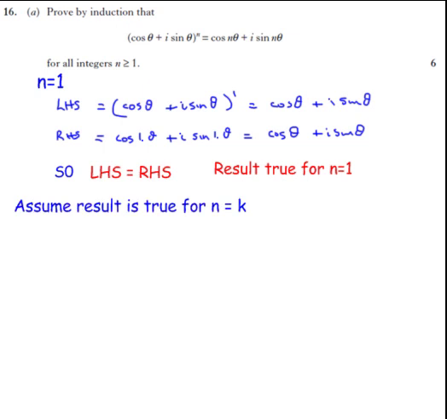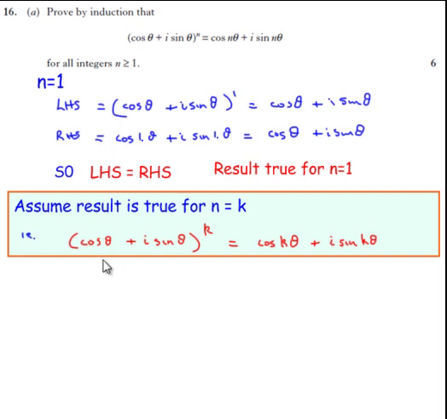We now assume the result is true for n equal to k. In other words, that (cos theta plus i sin theta) to the power of k is equal to cos k theta plus i sin k theta. We're now going to try and show that (cos theta plus i sin theta) to the k plus 1, the next value up for n, is equal to cos of (k plus 1) times theta plus i sin (k plus 1) times theta.